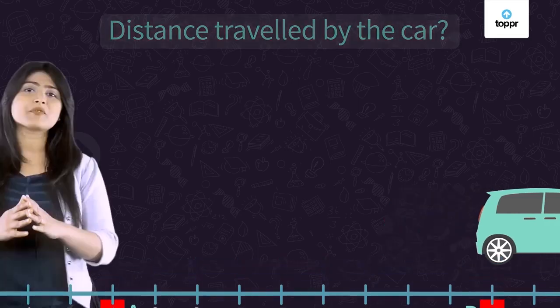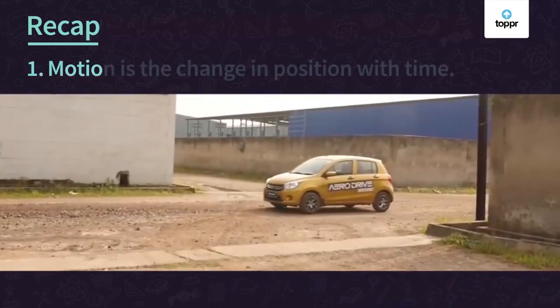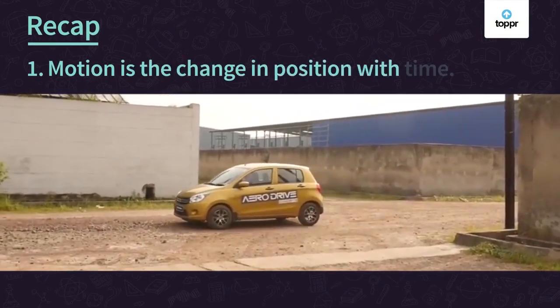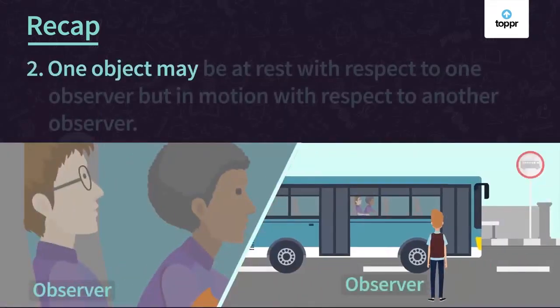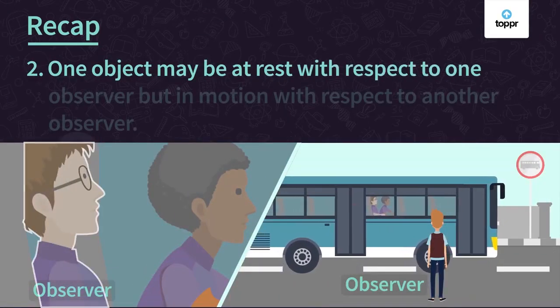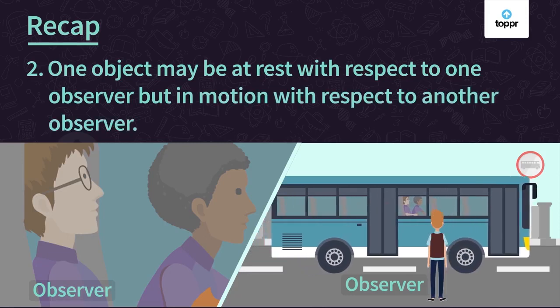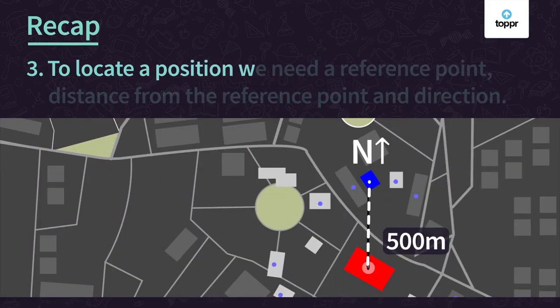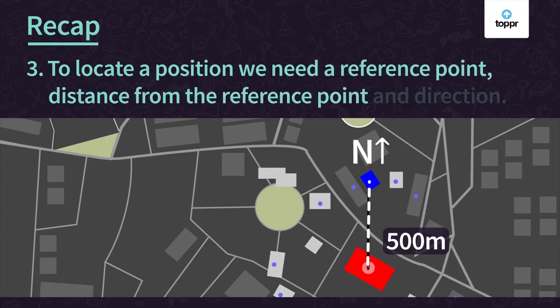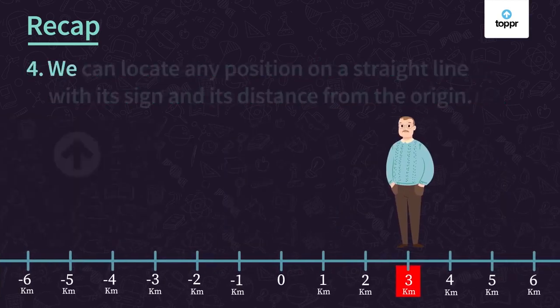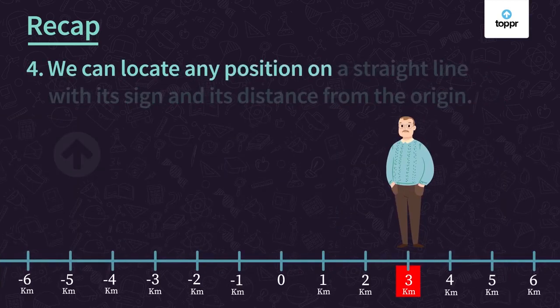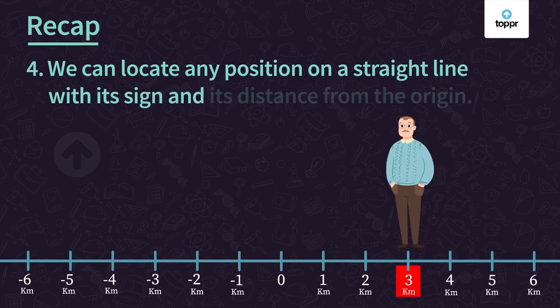Think about it, but for now, let's have a quick recap. We learned that motion is the change in position with time. One object may be at rest with respect to one observer, but in motion with respect to another observer. To locate a position, we need a reference point, distance from the reference point, and direction. We can locate any position on a straight line with its sign and its distance from the origin.